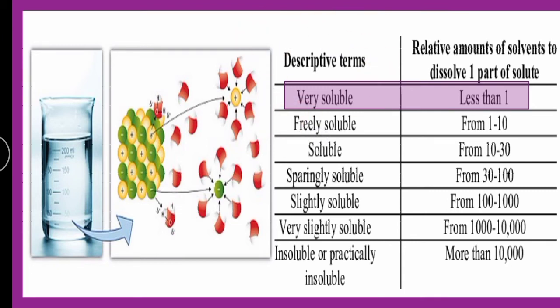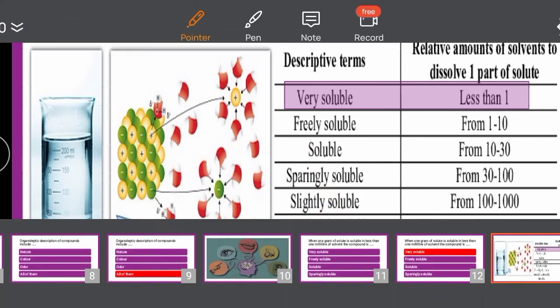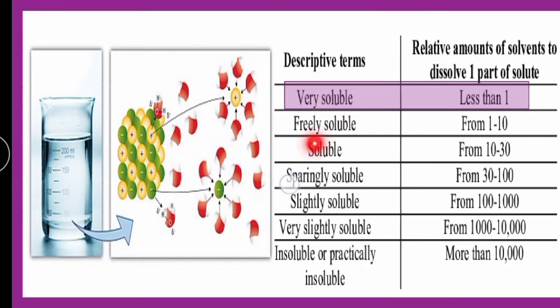So in practicals I have told you the trick regarding this. So it is VF, okay, then S cube and VI. VF, S cube and VI. VF is V for very soluble, F for freely soluble, then S cube is for soluble, sparingly soluble, slightly soluble. Again VI is for very slightly soluble and I is for insoluble or practically insoluble.